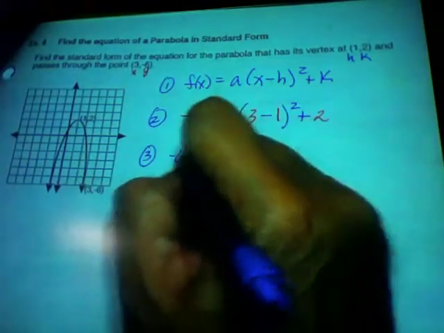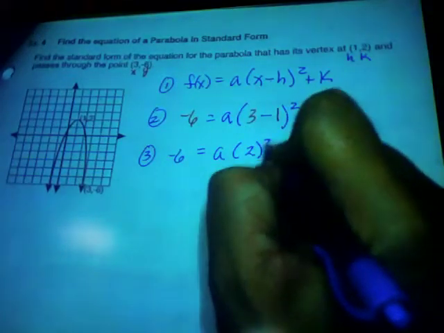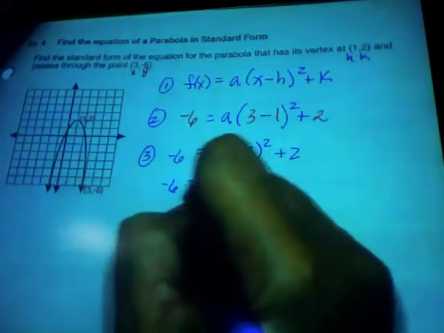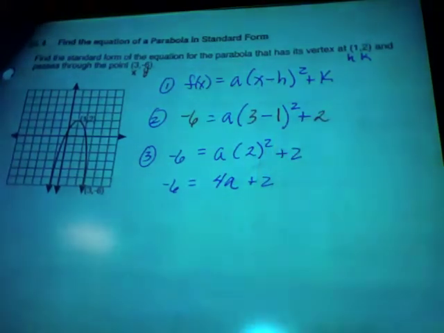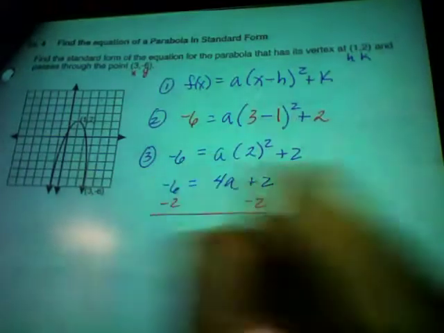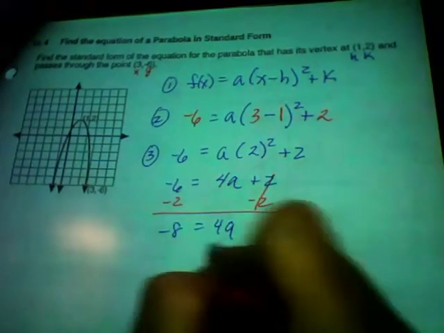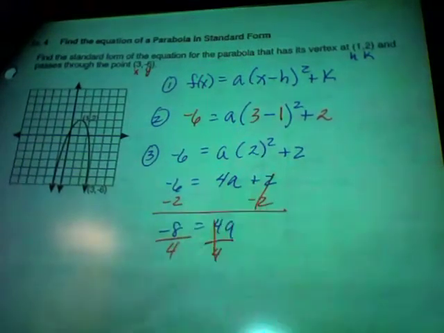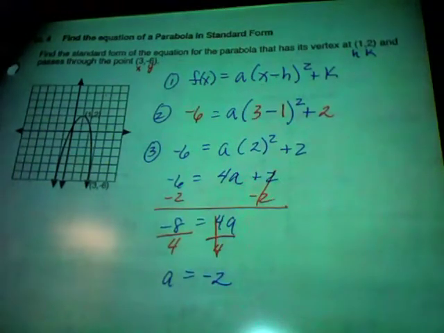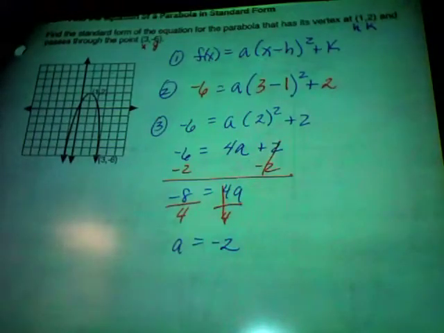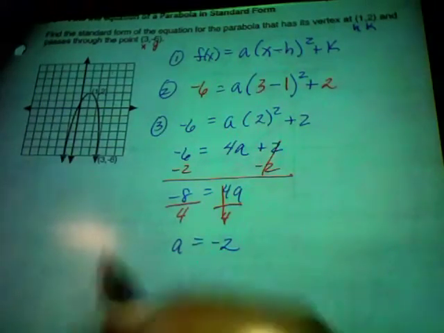So I've got -6 is equal to, first thing I'm going to do is do the math here. 2 squared is 4, so I'm going to write it as 4a plus 2. Subtract your 2. So I get -8 is equal to 4a. Divide by 4. And don't I have a equaling negative 2? Does it make sense that a is negative? Look at the graph that they showed you. It opens down.